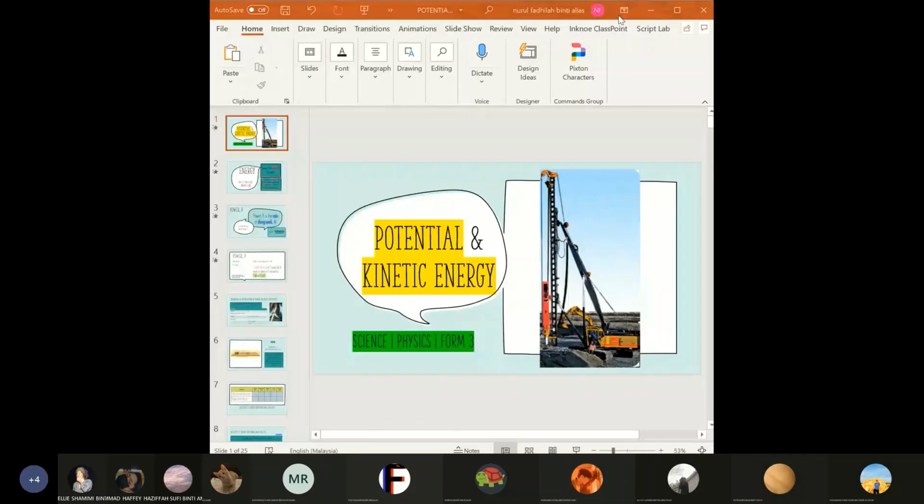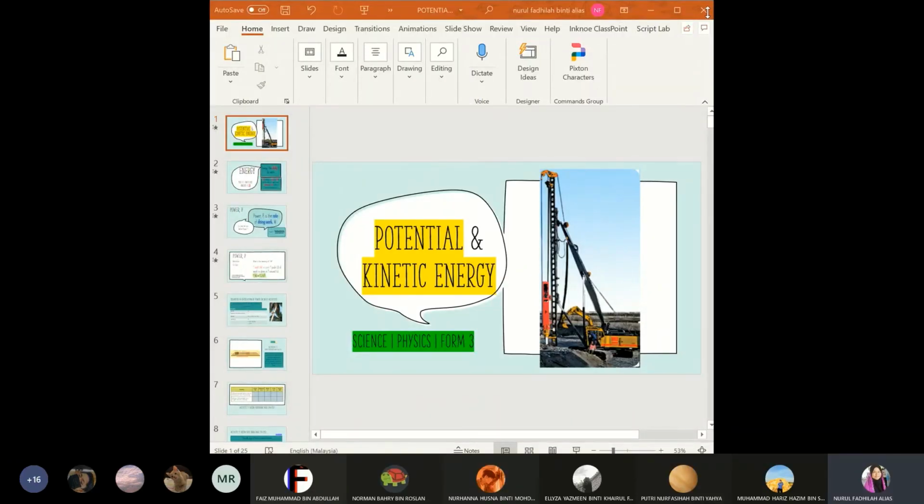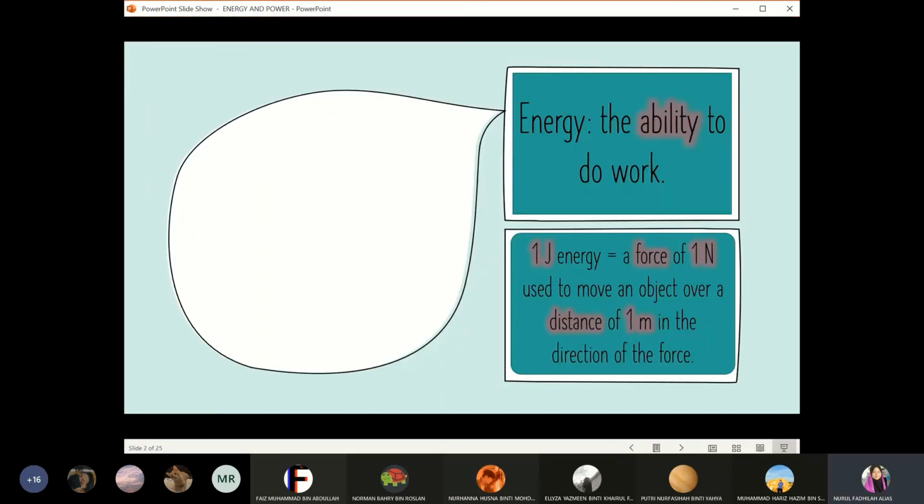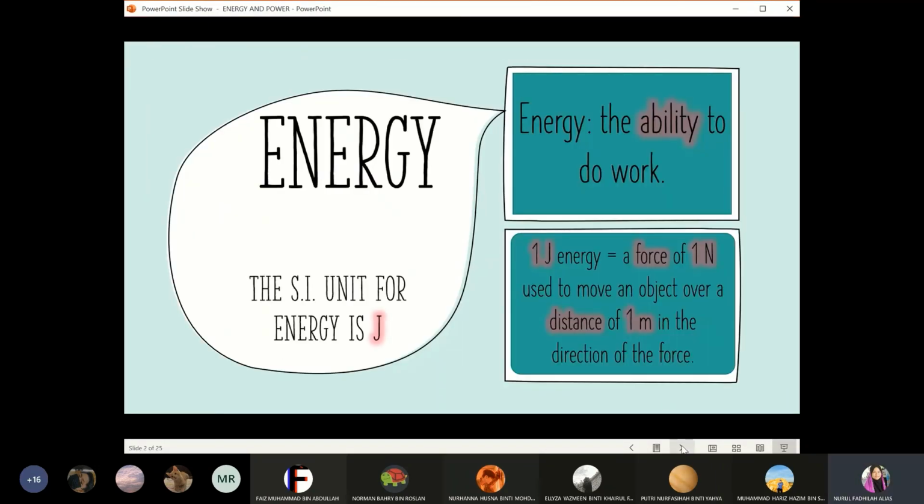Next, relate work with energy and power. So what is energy? Energy is the ability to do work.